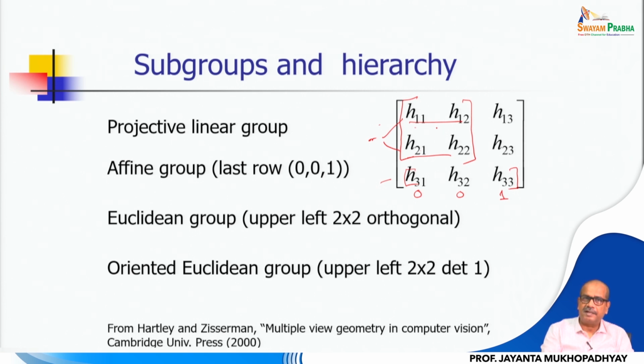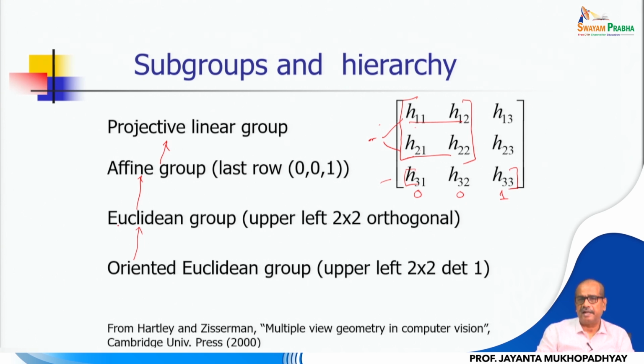So you note that there is a hierarchy, because the affine group is a special case of the projective group, so the affine group is also a projective linear group. Similarly, the Euclidean group is an affine group, which means it is also a projective linear group. And the oriented Euclidean group is also a Euclidean group, which means it is also an affine group. So transitively, this property is satisfied. This is a kind of hierarchy we can see in the groups.